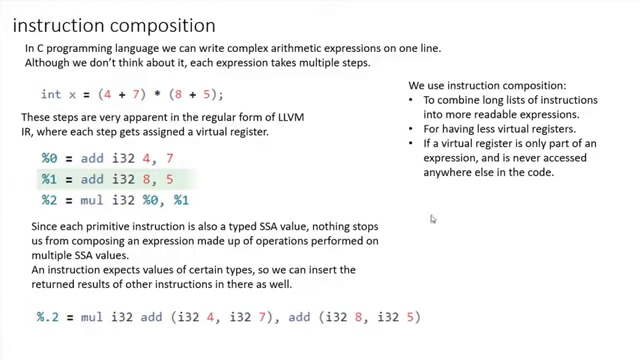Now the next topic that I would like to go over is instruction composition. So this is familiar. In the C programming language, we can write complex, arbitrary arithmetic expressions on one line. Although we don't think about it, each expression takes multiple steps. These steps are very apparent in the regular form of the program, where each step gets assigned its own virtual register. So first we add these two numbers together, and we add these two numbers together, and then finally we multiply the results of these two sums.